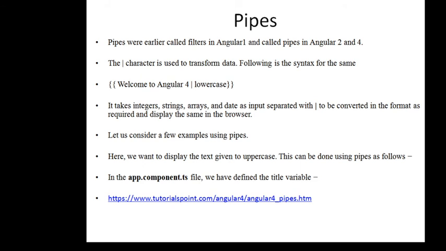Now next is pipes. Pipes were earlier called filters in Angular 1 and are called pipes in Angular 2. The pipe character is used to transform the data. Following is the syntax for the same: Welcome to Angular 4, lowercase. It takes integers, strings, arrays and dates as input, separated to be converted into the format required, and displays the same in the browser. Let us consider a few examples using pipes. Here we want to display the given text in uppercase. This can be done using pipes as follows. In the app.component.ts file, we have defined the title variable.